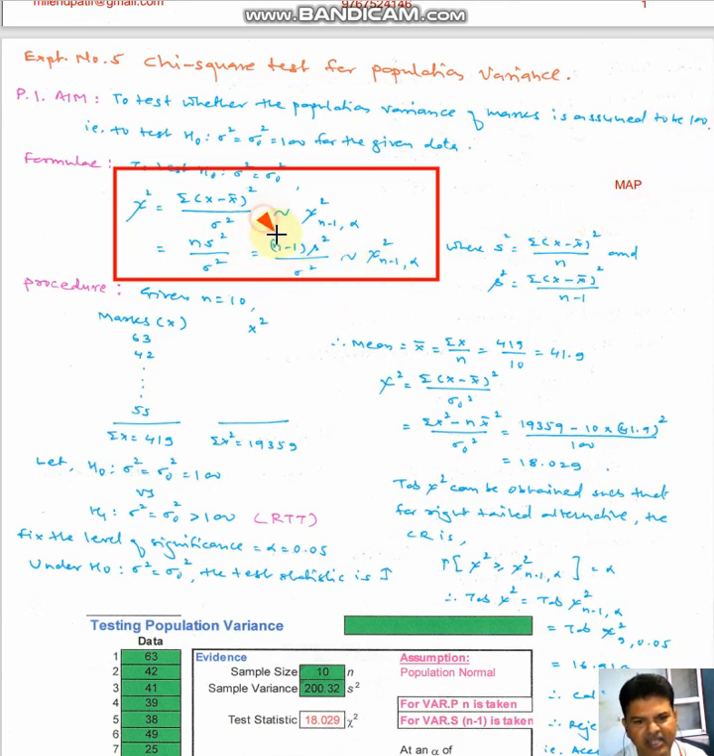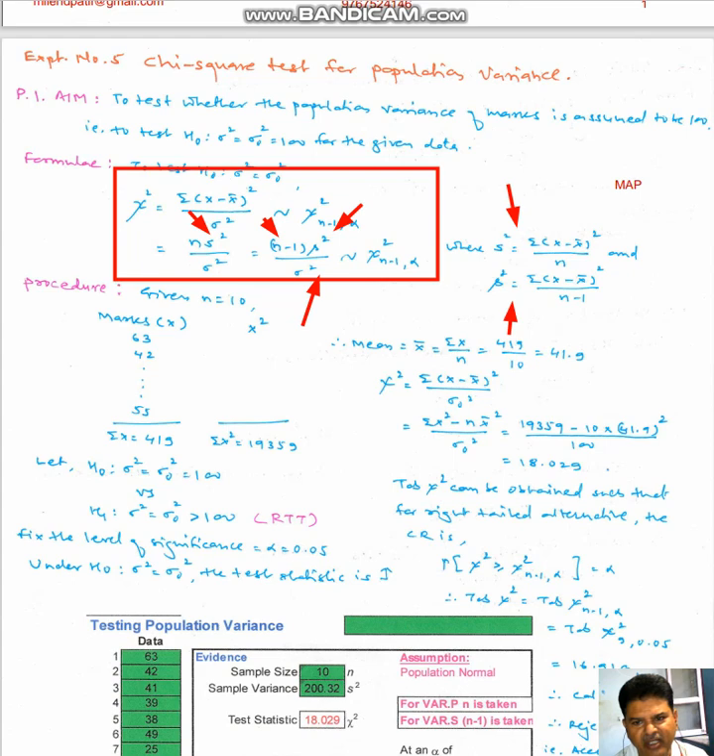This n stands for the number of observations, and n minus 1 is the degrees of freedom. This S square stands for sample mean square. This S square is the sample variance, and this sigma square is the population variance. And this follows chi-square n minus 1 alpha. Only difference is for the sample variance we divide by n, and for the sample mean square we divide by n minus 1. Right? What is the procedure?